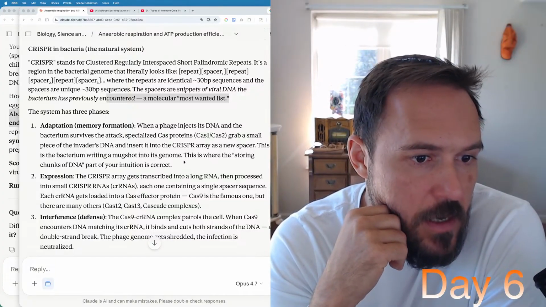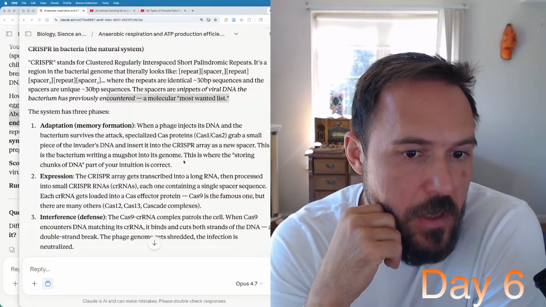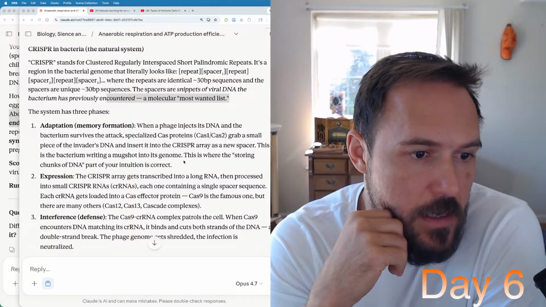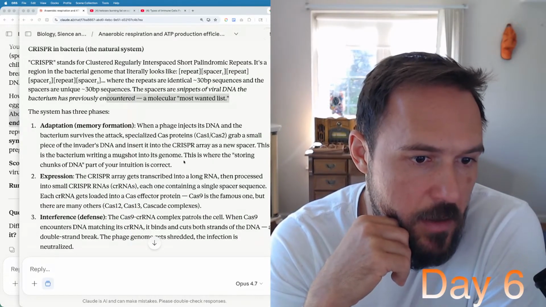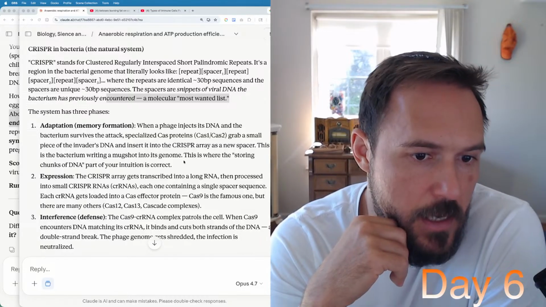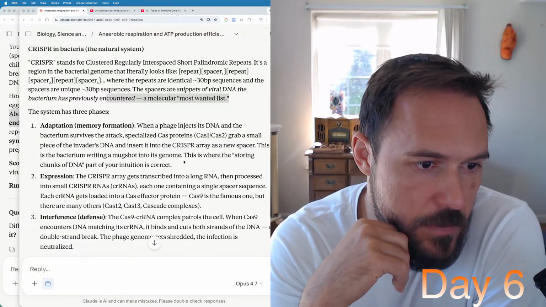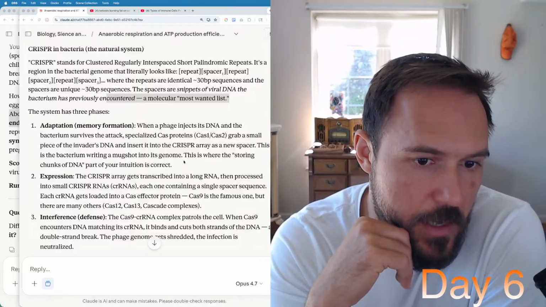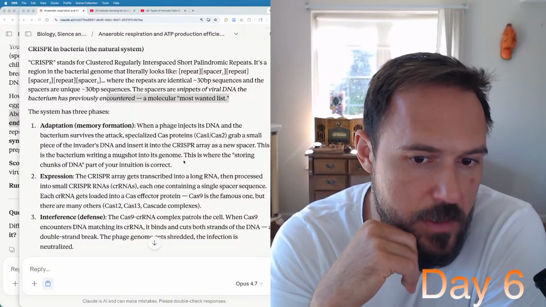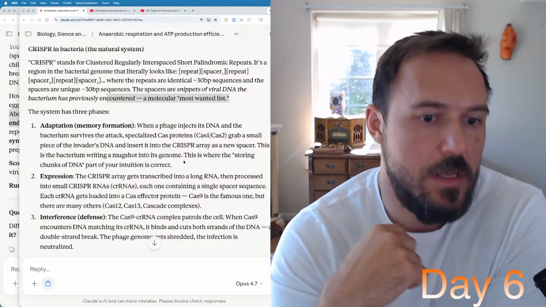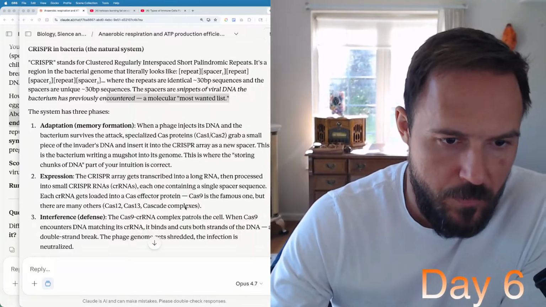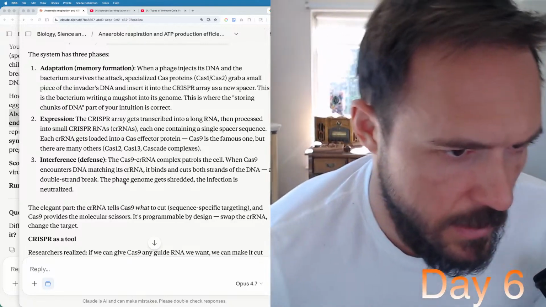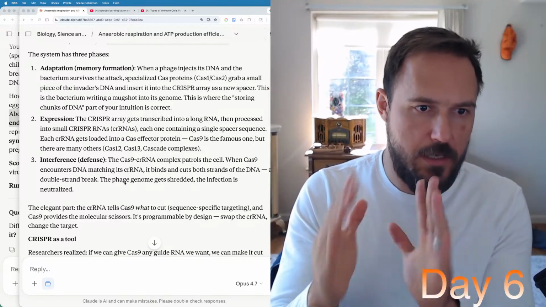Expression: the CRISPR array gets transcribed into a long RNA, then processed into small CRISPR RNAs, crRNAs. Each one contains a single spacer sequence. Each gets loaded into a Cas effector protein. Cas9 is a famous one, but there are many others: Cas12, Cas13, Cas8. So Cas9 is the machine that actually cuts it, right?